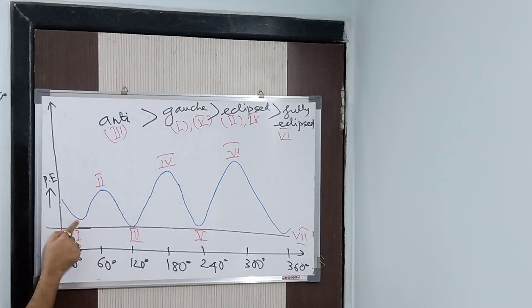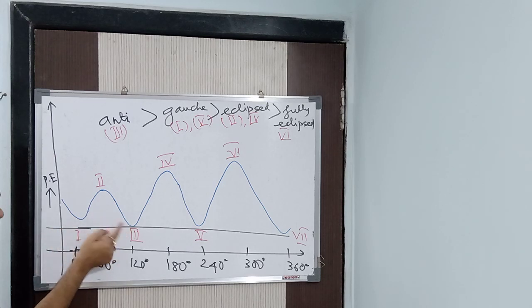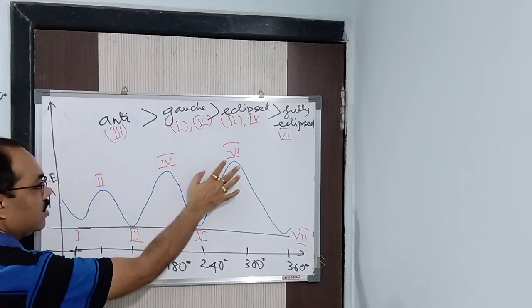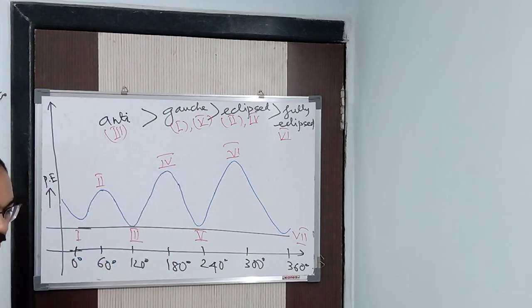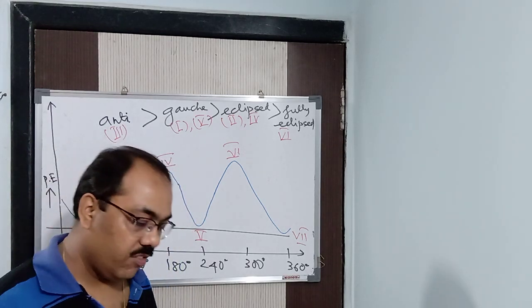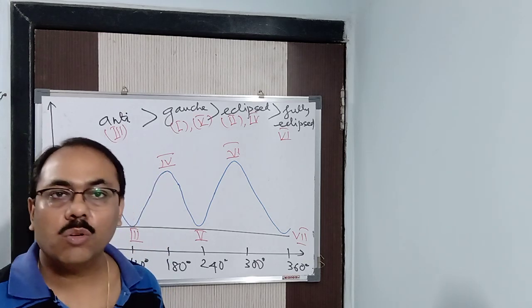You can see Gauche is more stable, but it is not as stable as anti. Anti is the most stable. These are the Gauche, and these are the eclipsed. This is fully eclipsed, these two are eclipsed. Energy is maximum there. I hope you understood the diagram, the stability of the different types of conformers, so to say. Thank you.